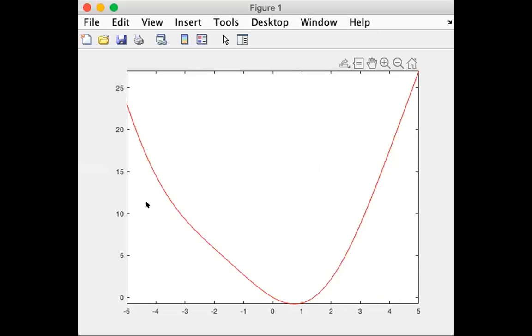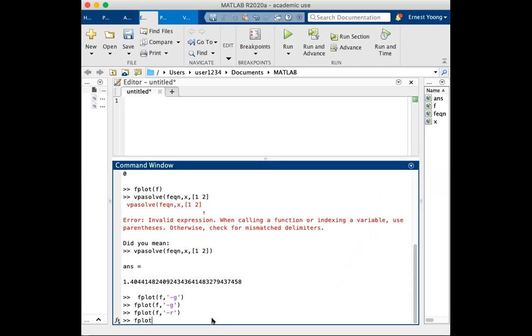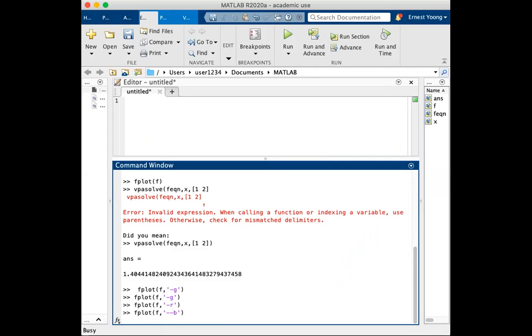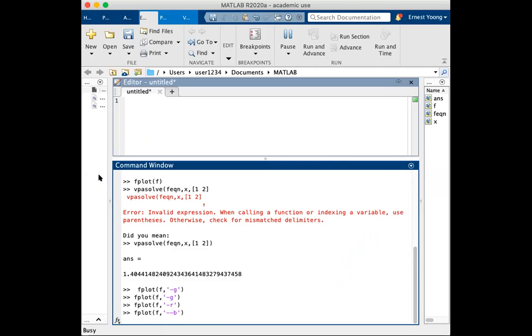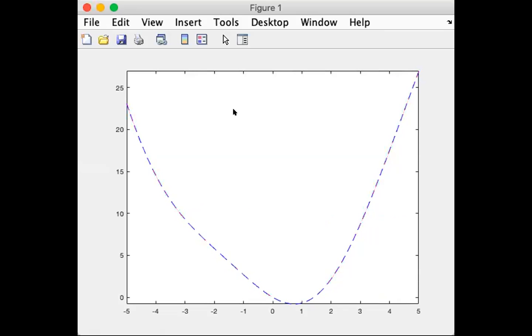So let's say right now we're going to have a dotted line. So I say plot f, dot, double dash, blue. And as you can see, the figure now changed to dotted blue. Cool, right? Okay.